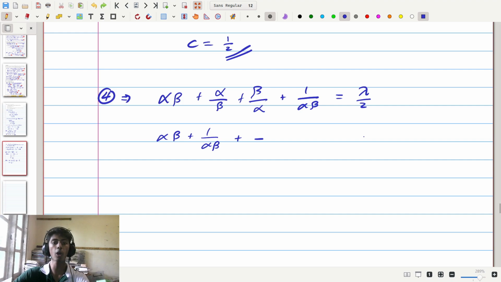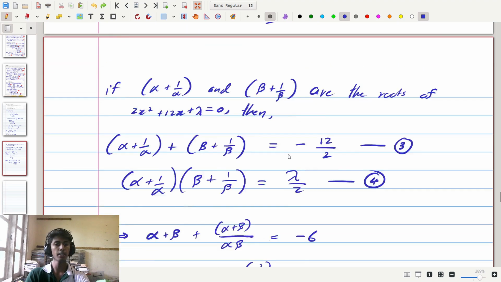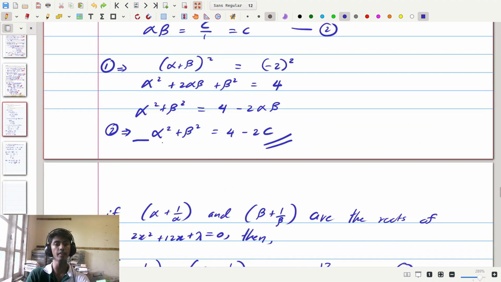Therefore, we get a common denominator of alpha beta, and the numerator is going to be alpha times alpha, which is alpha squared, plus beta times beta, which is going to be beta squared, and this is equal to lambda divided by 2. Now, we know alpha beta, and alpha beta, but we also know alpha squared plus beta squared. We know it because we were asked to prove it all the way up here. We know alpha squared plus beta squared is equal to 4 minus 2c.